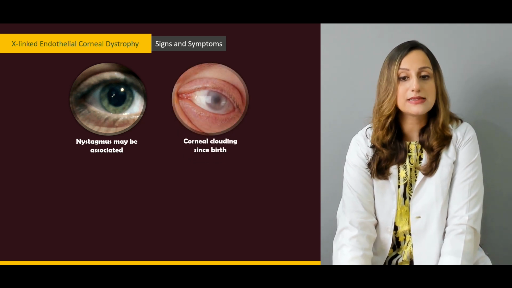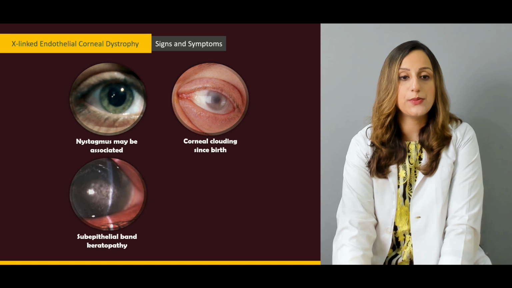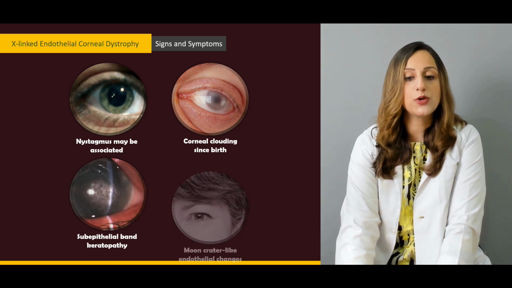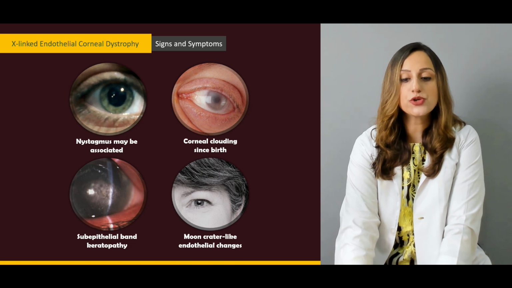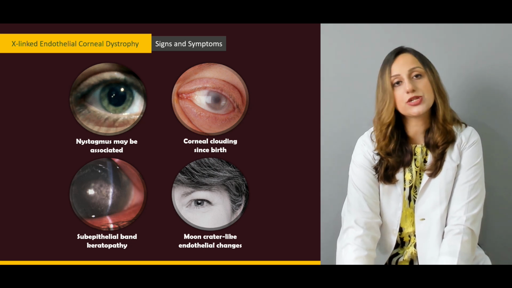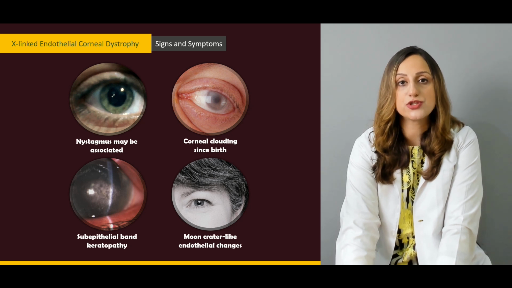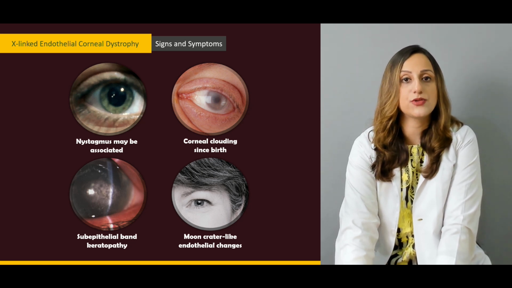Corneal clouding since birth is one of the important features. Subepithelial band keratopathy is noted down in these patients, and the moon crater-like endothelial changes, which can be seen on the slit lamp, is very important. That is basically the formation of the ulcerations at the endothelial level.